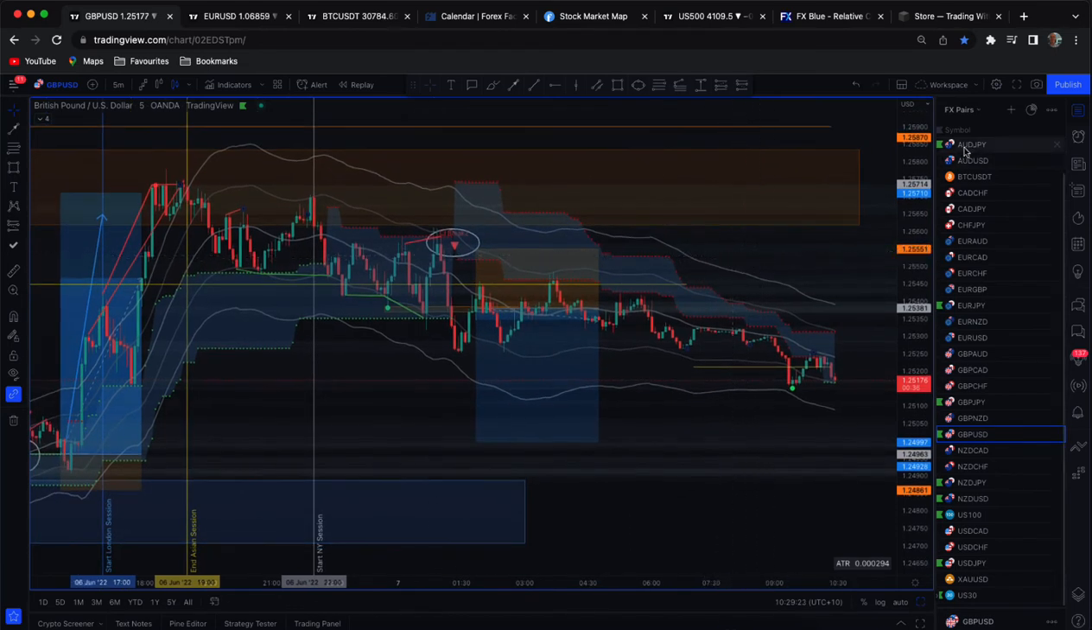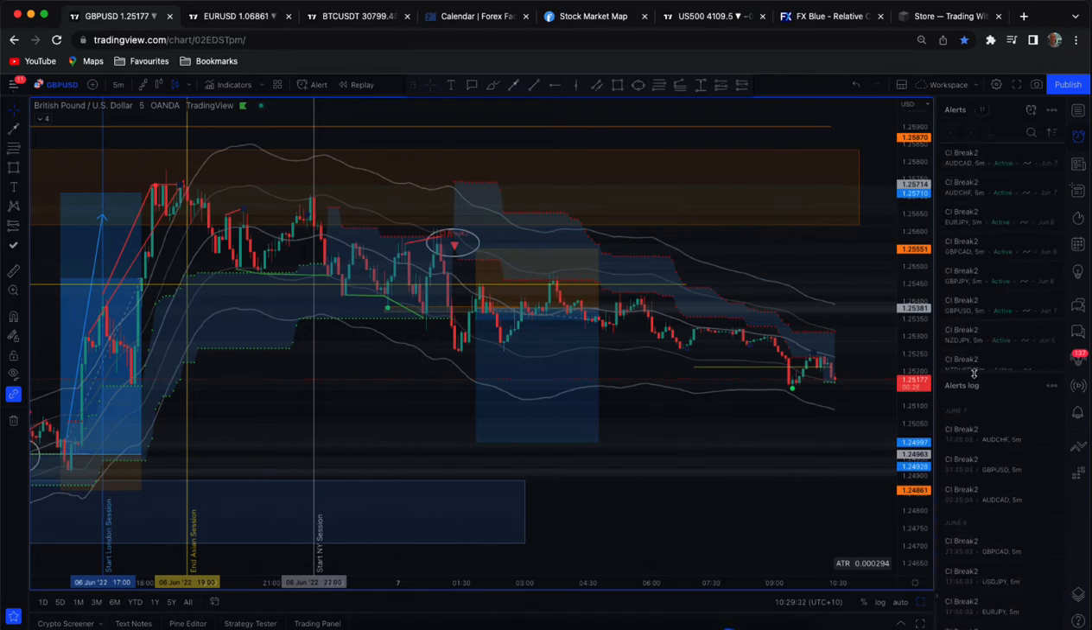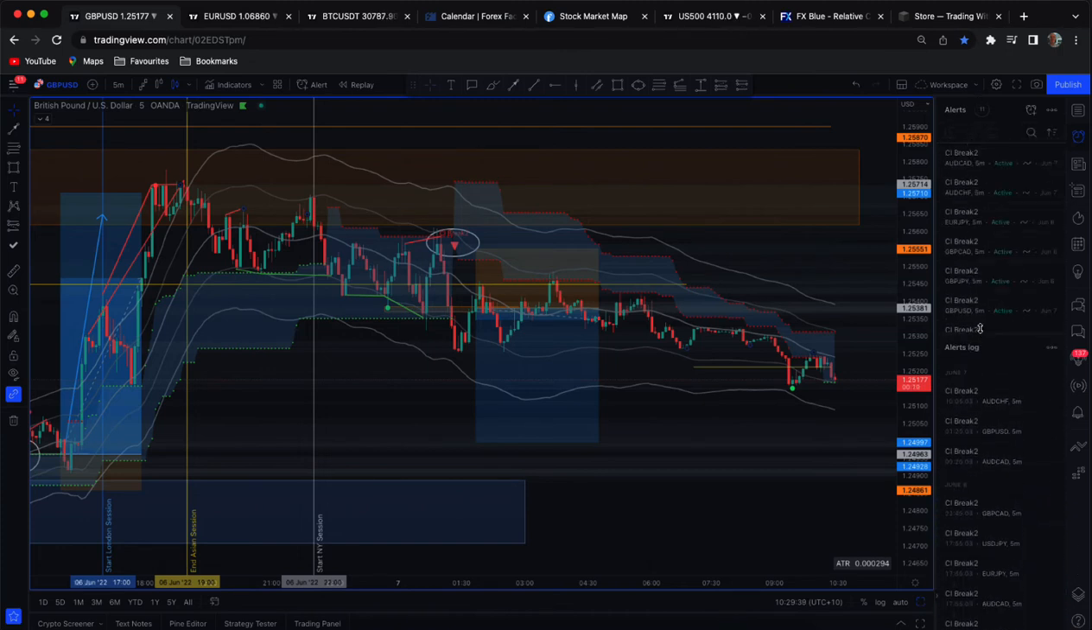Okay, so how to set the alert, go to the alerts over here, and you can pull this up and down. The alerts are above, the alerts log is under. Make sure that once you've set the alerts up, you know what you're looking at, because you can get a bit confused between these two sometimes.